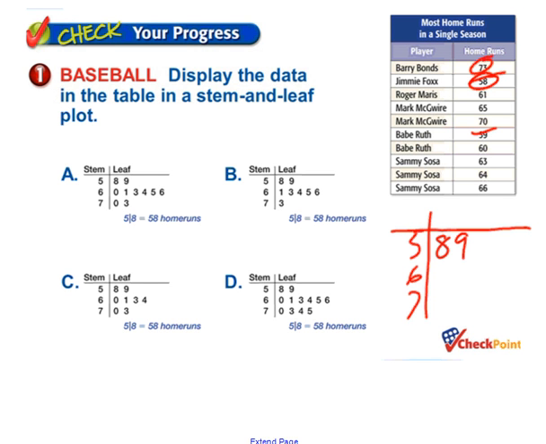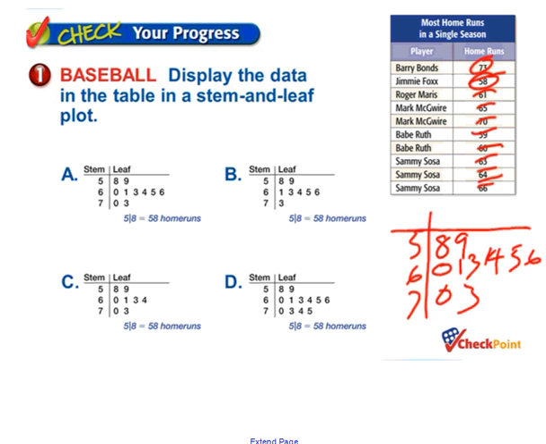The next value is 60, so it's 6 | 0. Then I've got a 6 | 1. I do not have a 6 | 2, but I do have a 6 | 3, and a 6 | 4, and a 6 | 5, and a 6 | 6. And then I go to the 7. I've got a 7 | 0, and I've got a 7 | 3. That top value is 73.